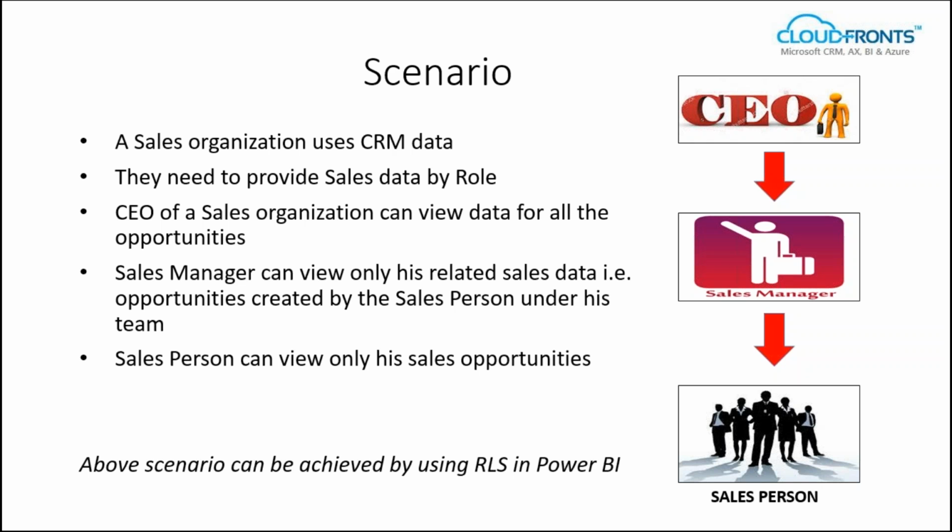Similarly, after the sales manager in the hierarchy comes the salesperson. The salesperson is not interested in the organizational data. He will only be concerned to see what data he has in his account as an owner, how many opportunities he has created, how many opportunities are open for him, and so on. So this is a scenario where I will be the CEO, Ashish will be the sales manager, and Prakash will be a salesperson. So let's take a look at the demo of how we can achieve this using RLS in Power BI.